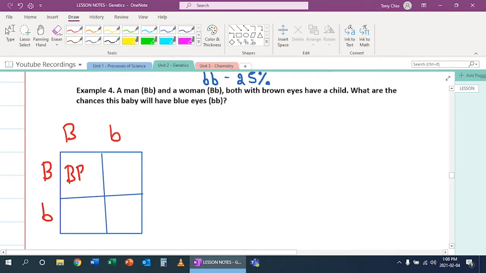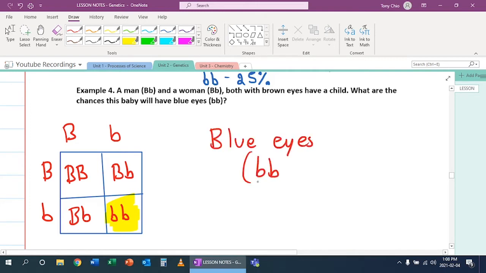So we're going to fill in our Punnett square. And which of these boxes will have blue eyes? The only one that has blue eyes is this one. And that one is only blue eyes, which is bb, is only 25% chance. That means the offspring that are born from these two parents, there's only a 25% chance that they will have blue eyes.